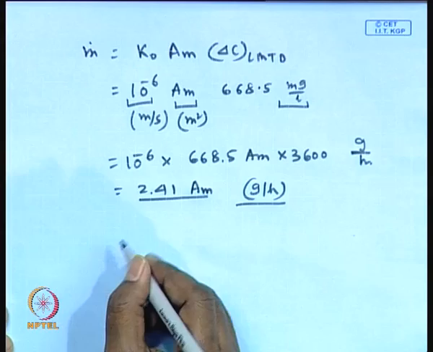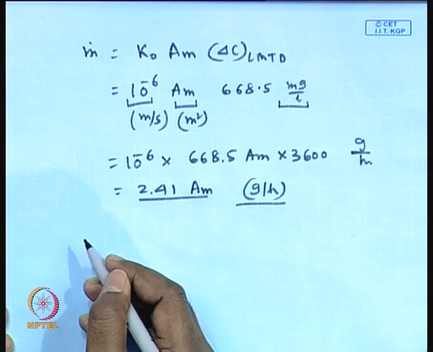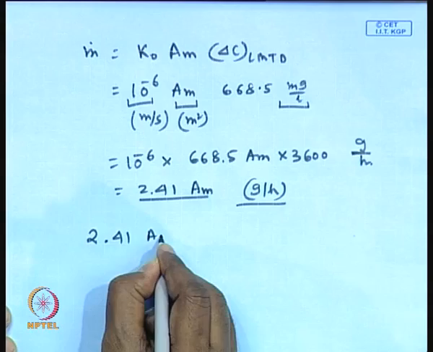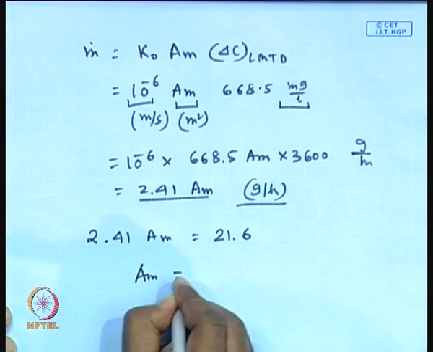So, now we will be equating the amount of urea transported with the amount depleted in the feed chamber, that is 21.6 gram per hour. So, this will be 2.41 A_m times 20 is equal to 21.6, and the area of the membrane will be nothing but 8.96 meter square. So, it will be around 9 meter square.